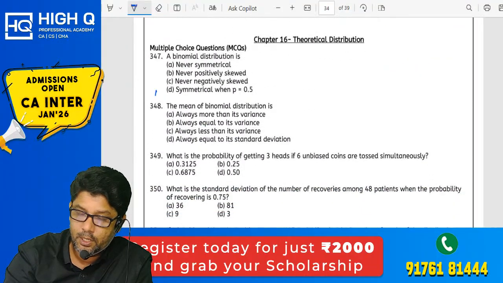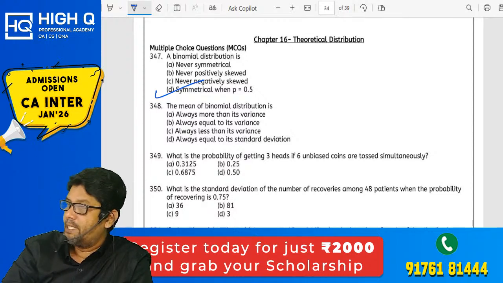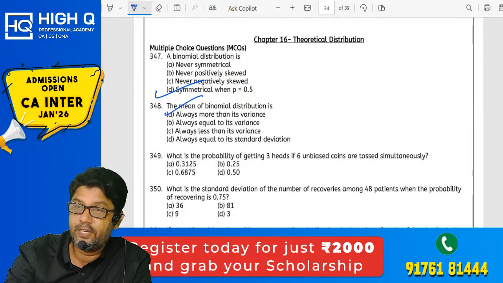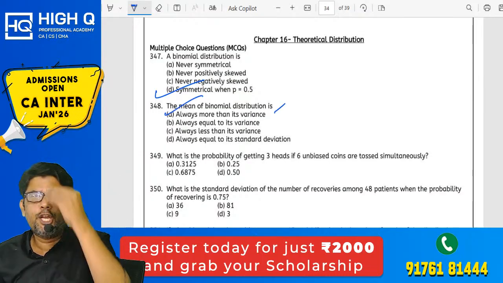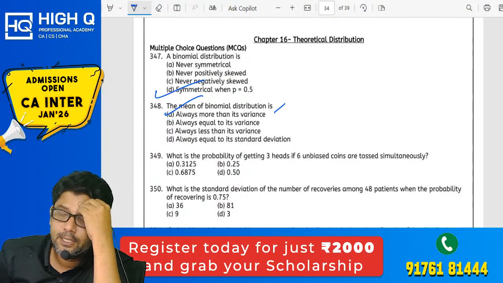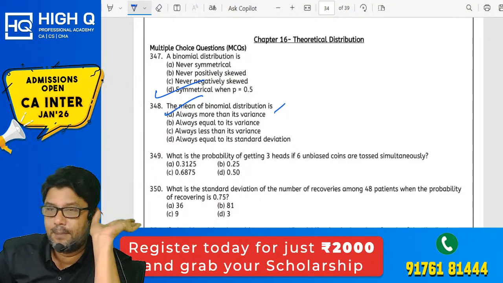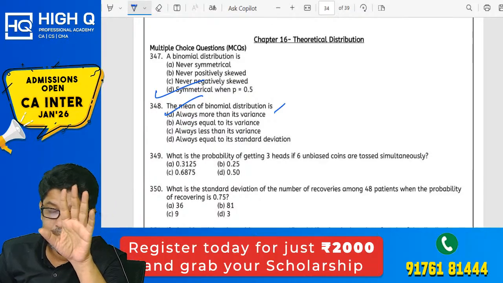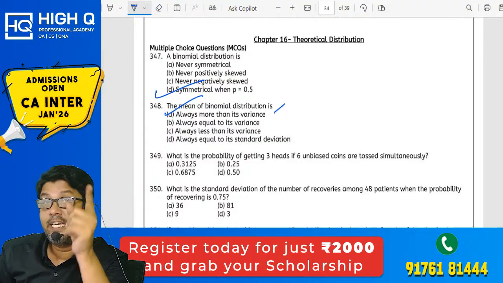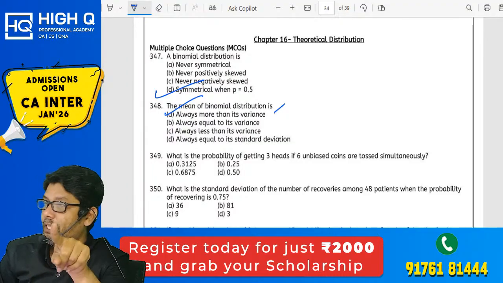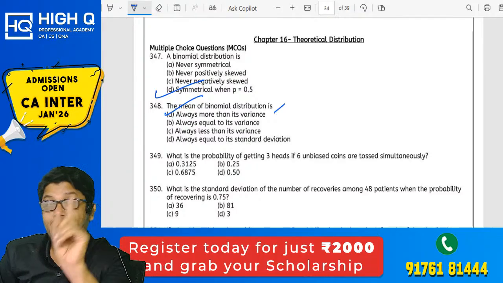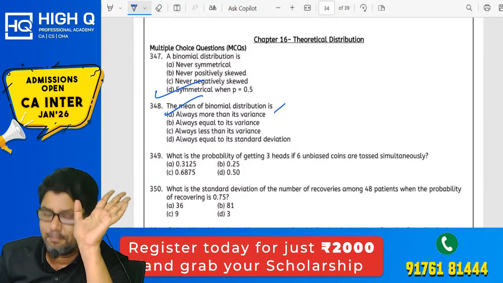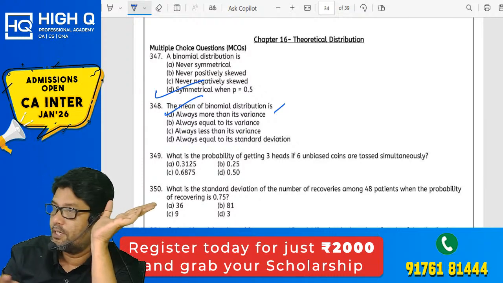Binomial distribution is symmetrical when p is equal to 0.5. The mean of a binomial distribution is always more than variance. Every time I have seen this question at least 5 to 6 times. They ask: in which distribution is mean more than variance? Binomial distribution. In which distribution is mean equal to variance? Poisson distribution. Questions they are asking, please understand. If the same question comes, thank me later.